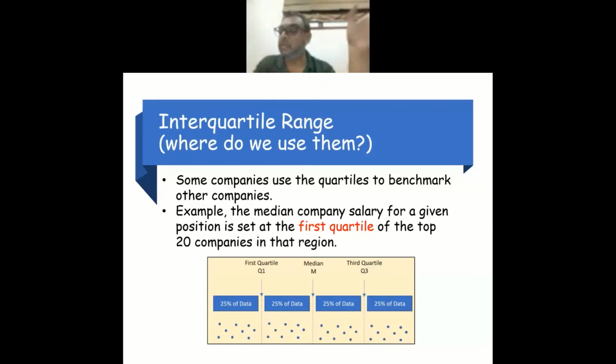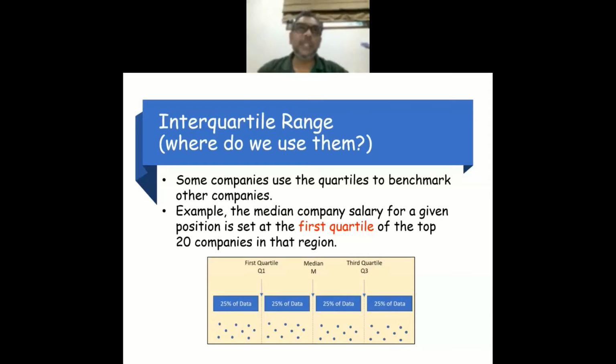Interquartile, where do we use them? Some companies use quartiles to benchmark other companies. Example, the median company salary for a given position is set as the first quartile of the top 20 companies. Okay. What does this mean? Why do you use interquartile?